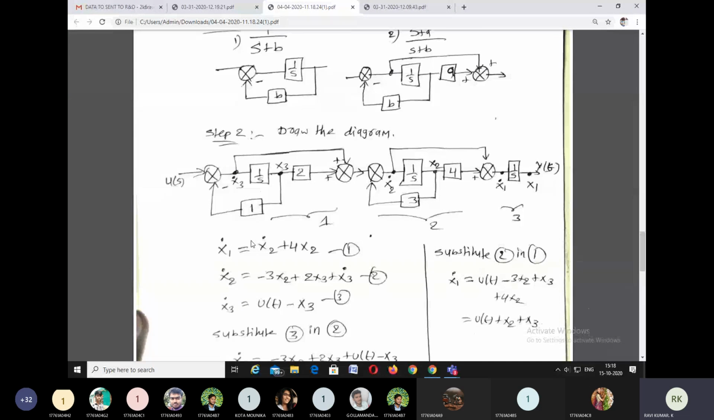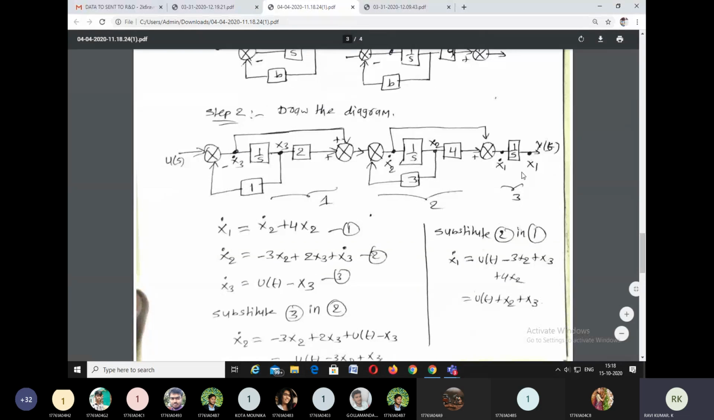You know this one. So from this one, we'll write what is x1 dot. x1 dot is equal to 4 into x2 plus x2 dot. Right. 4 into x2 plus x2 dot. Similarly, x2 dot is equal to the output of this adder. Output of this adder is nothing but, right, here it is 2 into x3, and this term is the output of this adder.